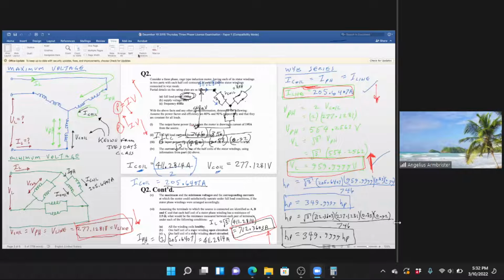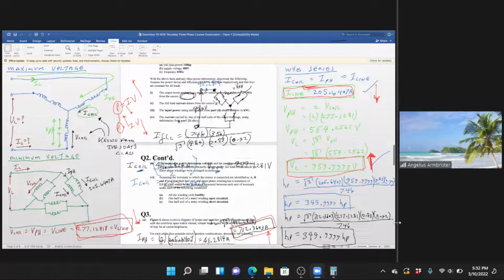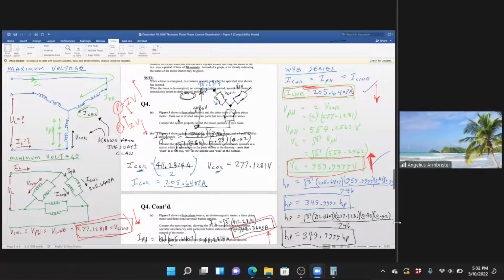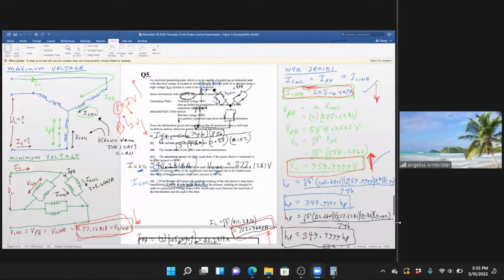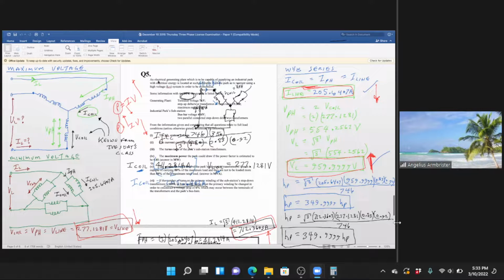Tuesday, we're going to go on to this. I can show you the problem. It's right here. We're going to go on to this problem right here. An electrical engineering plant, which is capable of supplying an industrial park with electrical energy, is located at such a distance from the park to warrant using a high voltage system to be economical. Some information with regard to the system is listed below.